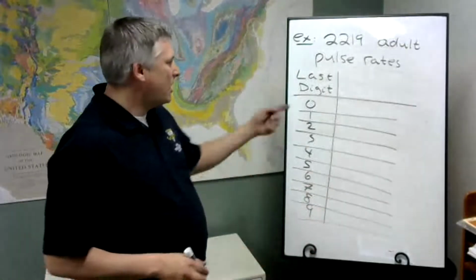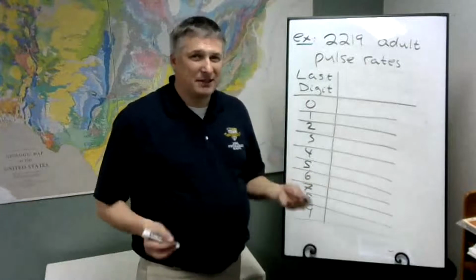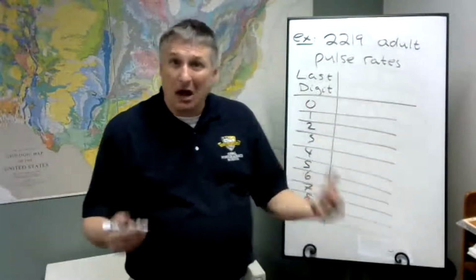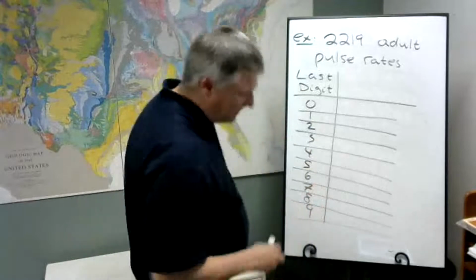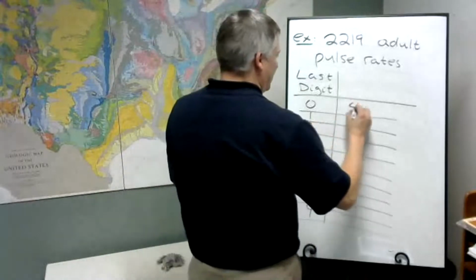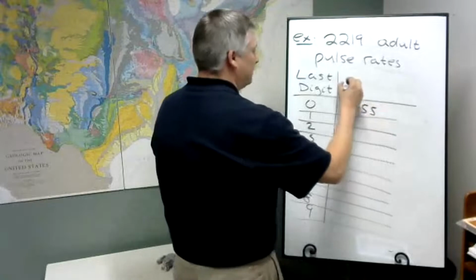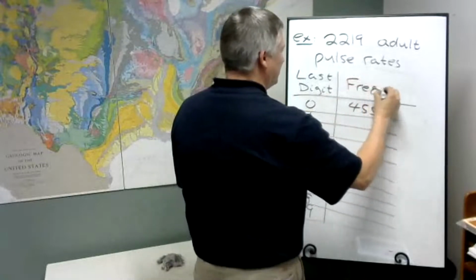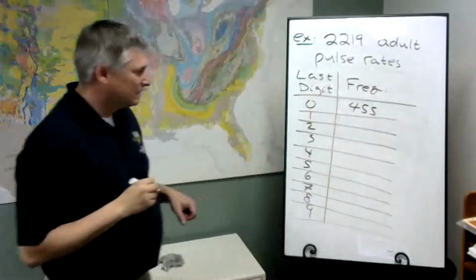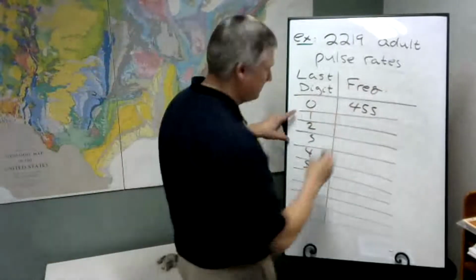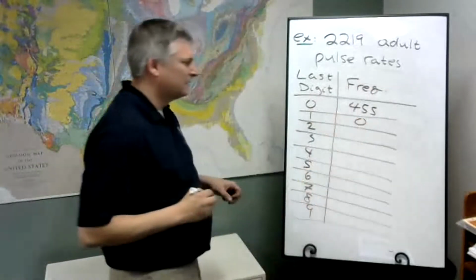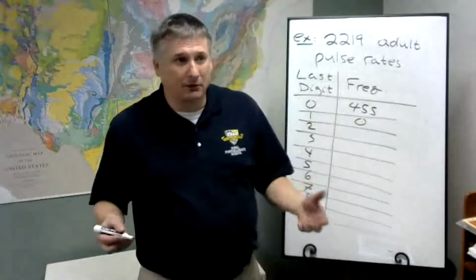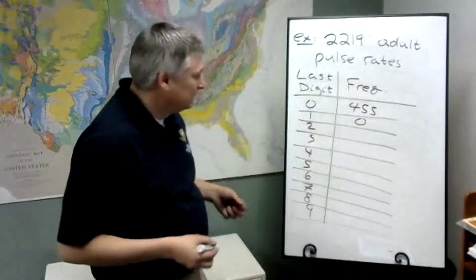And so how often did 0 come up as a last digit? So this would be like a pulse rate of 80 or a pulse rate of 90 or 100. Well, this came up in 455 pulse rates. Again, this is frequency. I'll abbreviate frequency. The number 1, 0 times. In this data, they did not record a pulse rate of 81 or 91.